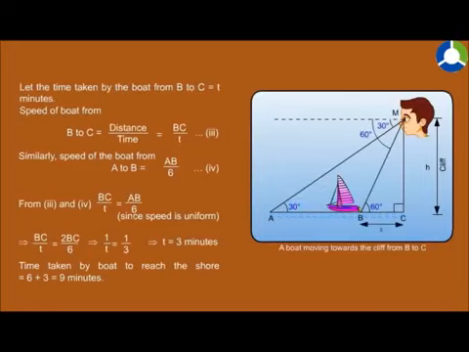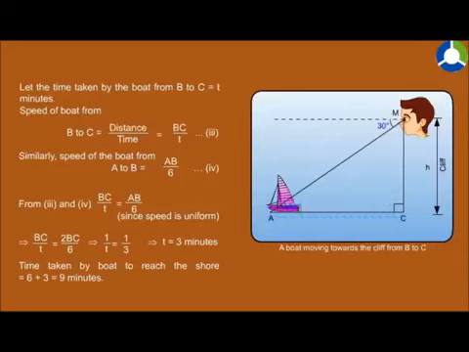From equation 3 and equation 4, BC upon t equals AB upon 6. Since speed is uniform, BC upon t equals 2 BC upon 6, which implies that 1 upon t equals 1 upon 3, which implies that t equals 3 minutes. Time taken by the boat to reach the shore equals 6 plus 3 equals 9 minutes.